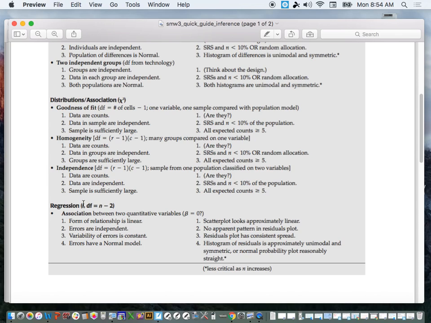That fourth one is less important as n increases again, just like it is for the means up here, because the central limit theorem could apply. Any questions on the assumptions and conditions?